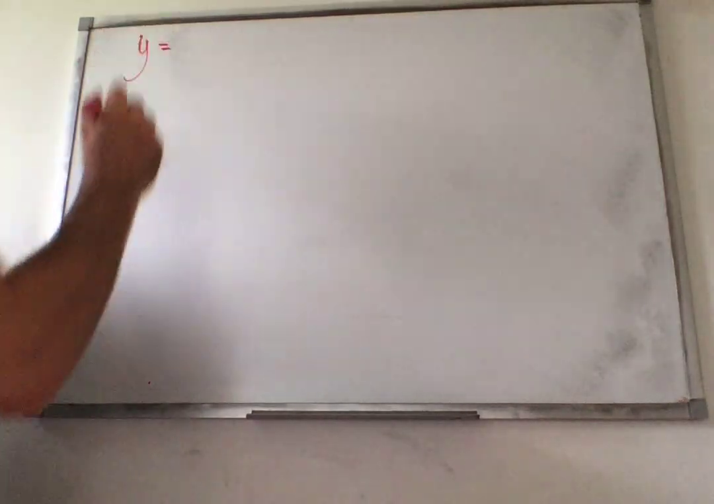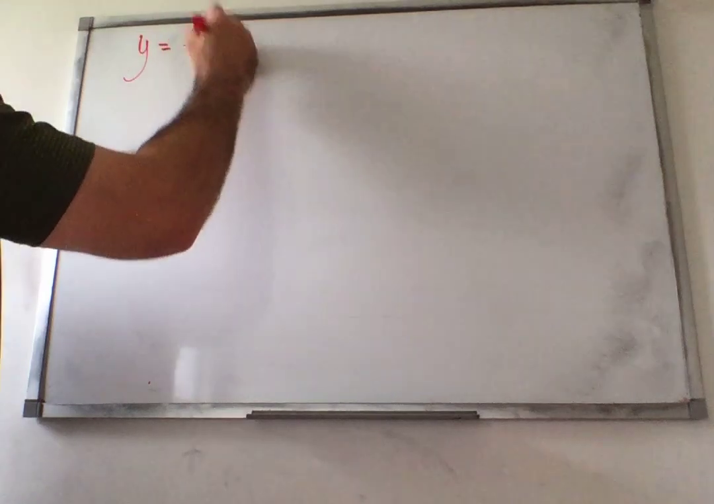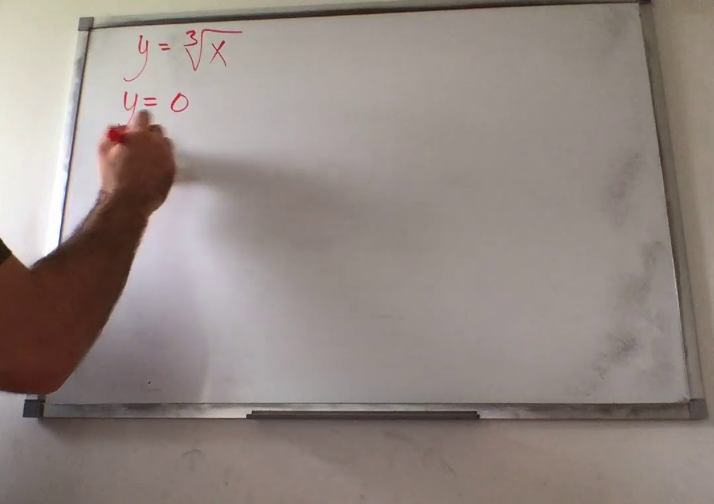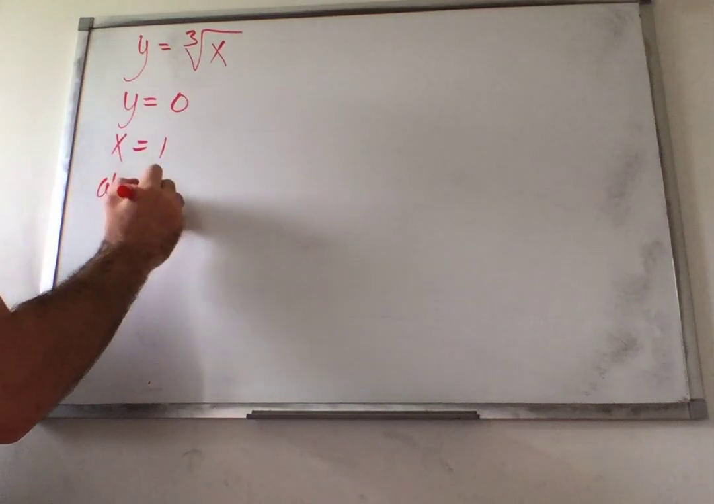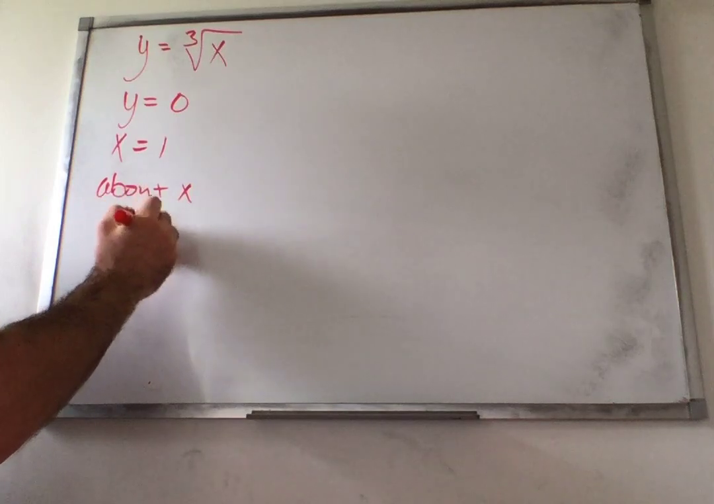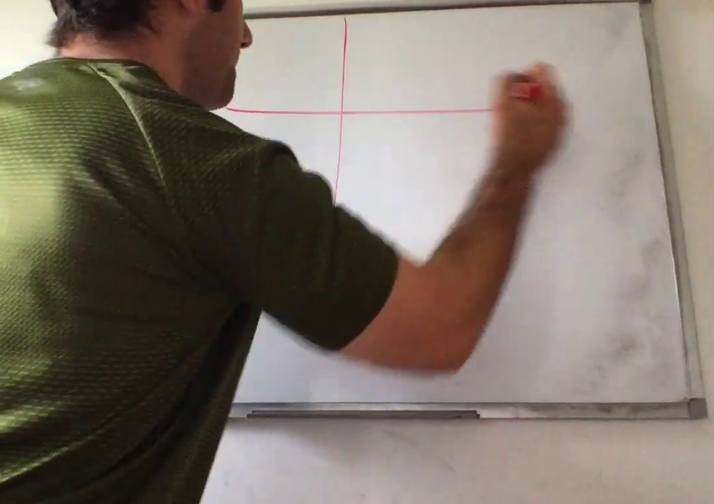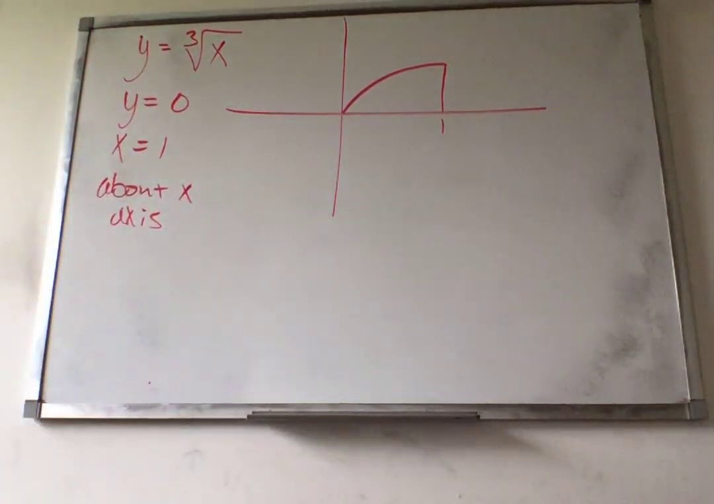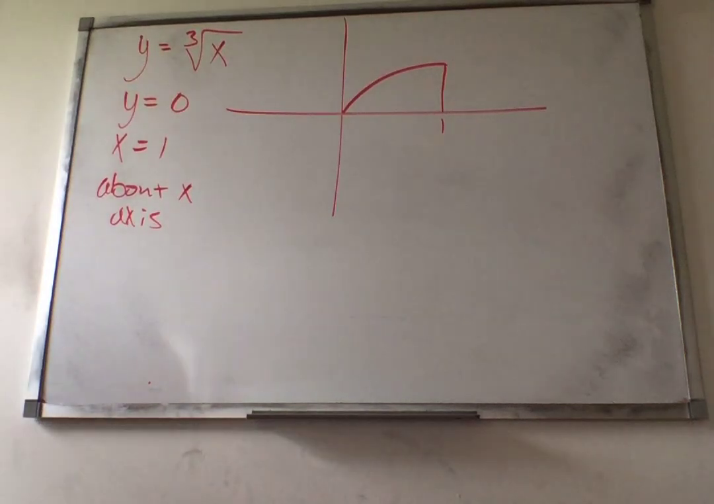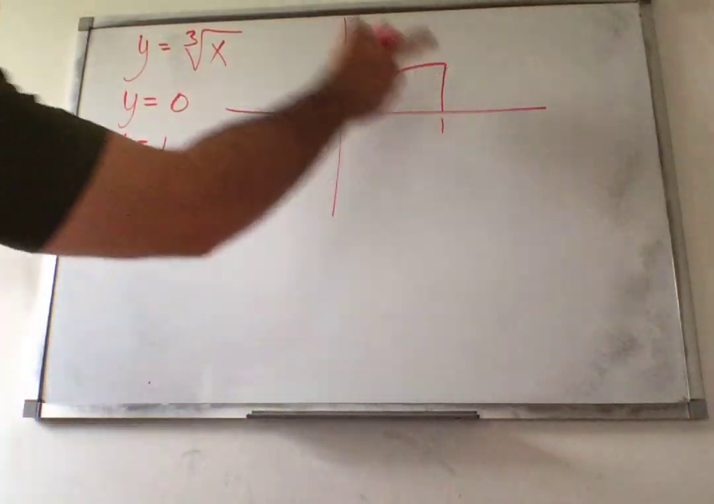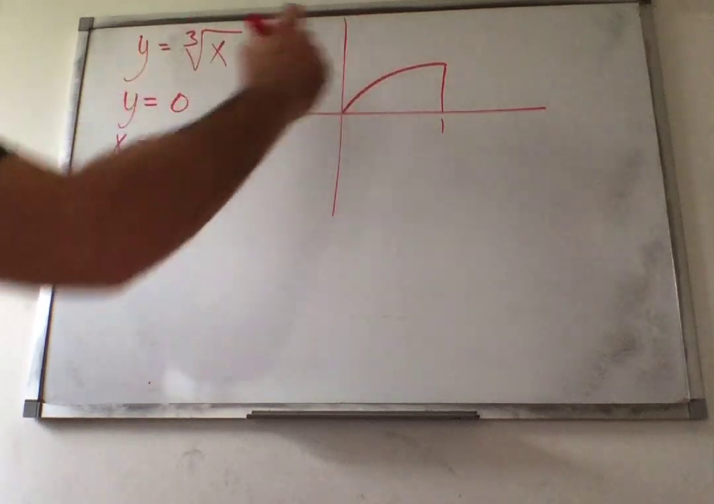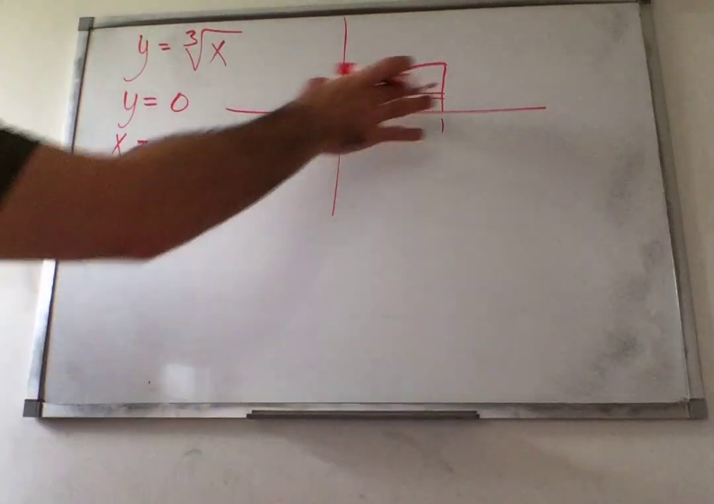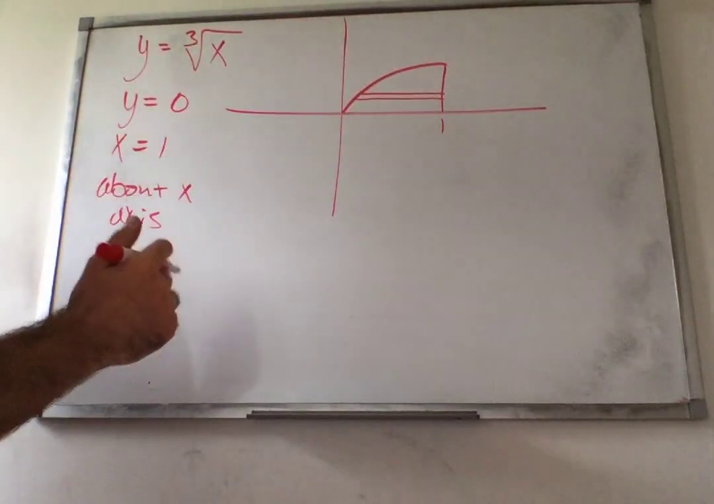So y is equal to cube root of x, y is equal to 0, x is equal to 1, and about the x-axis. Looks something like that. Cube root of x from y equals 0 to x equals 1, and I'm revolving it around the x-axis. So I'm taking a little shell like that. That'd be my outer shell, and revolving it and moving in.